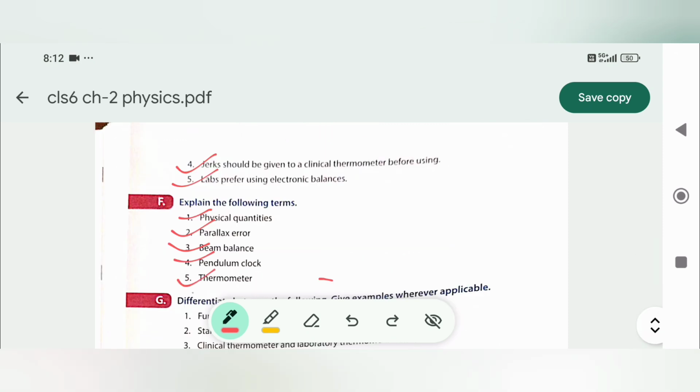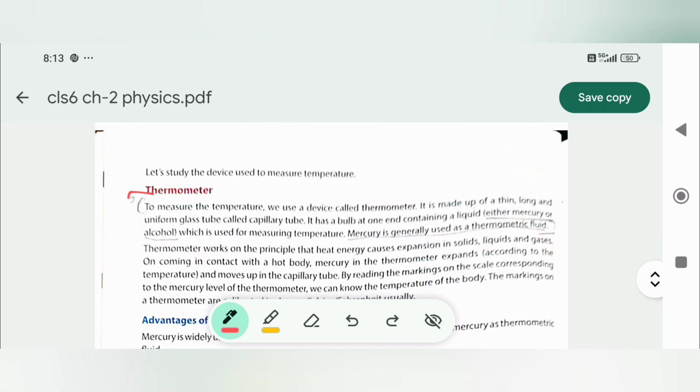Next 5, thermometer. To measure the temperature, we use a device called a thermometer. It is made up of a thin, long and uniform glass tube called a capillary tube. It has a bulb at one end containing liquid, either mercury or alcohol, which is used for measuring temperature. Mercury is generally used as a thermometric fluid. This is FK 5.